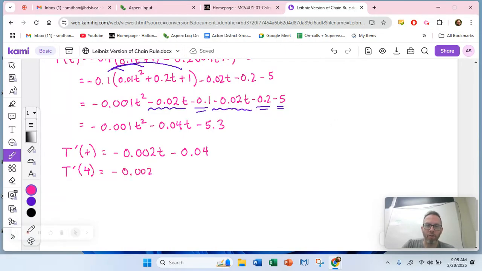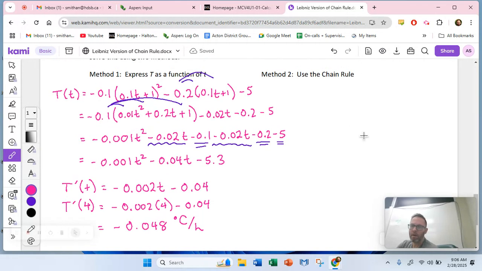negative 0.002 times 4, minus 0.04, and that would be negative 0.048. And the temperature is in degrees Celsius, and the time variable is in hours. So our mountain climber at this specific point in time, the temperature is getting colder, not by too much though. Instantaneous rate of change is about a 20th of a degree Celsius per hour at that point in time anyway. It could be like a flatter part of the mountain.